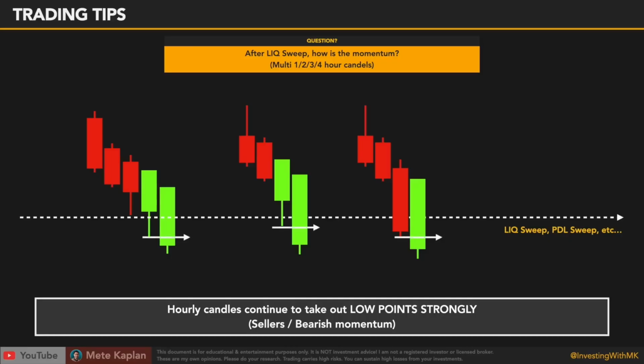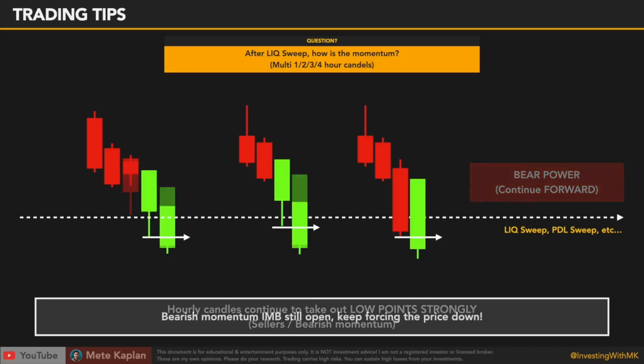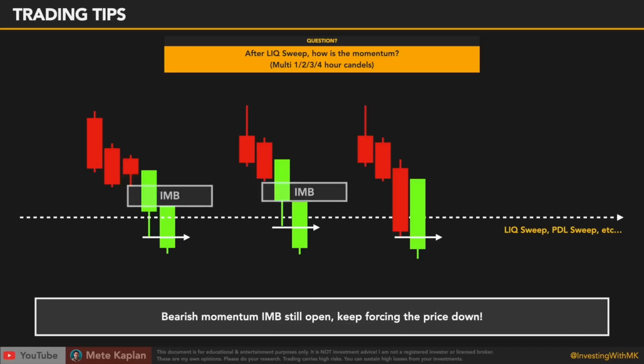If you notice the price action like this one here, price continues to take out the low levels with strong breaks. This means still a weakness in the price. Seller power continues. Then, if you also see these big imbalance areas, the momentum is still strong in the downside, still favors the bearish power.